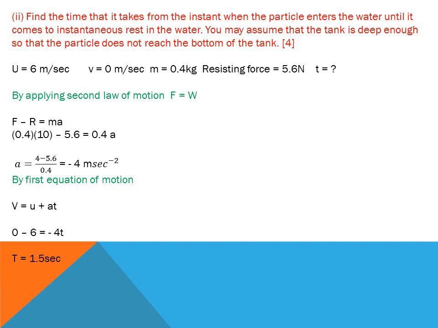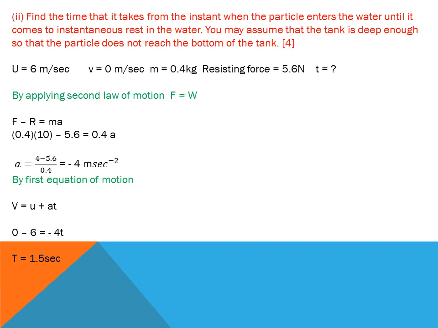So here I applied the value of F equal to W, which is mg. It means 0.4 into g, 10, minus 5.6. The resisting force is equal to Ma. Here I find the value of acceleration: a is equal to minus 4 meters per second squared. It means the object is decelerating and finally it will stop.